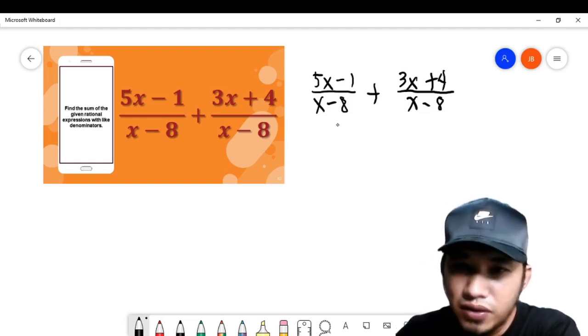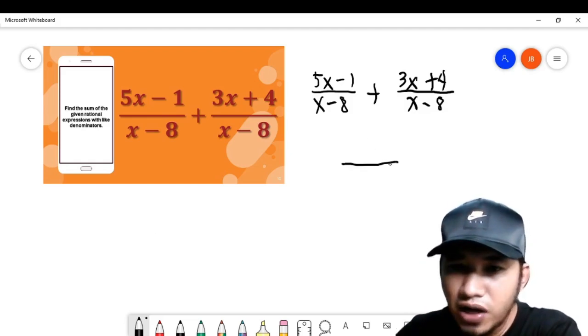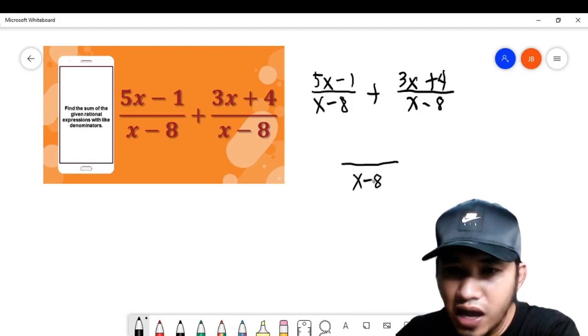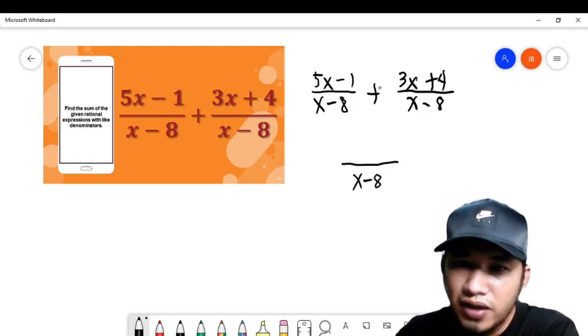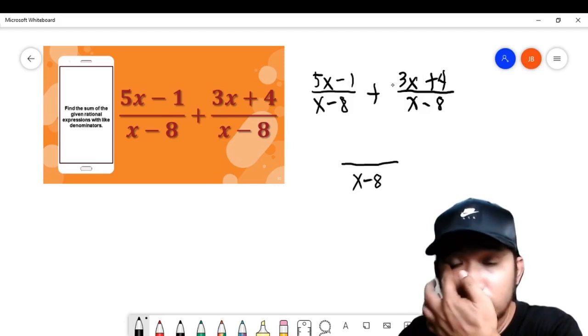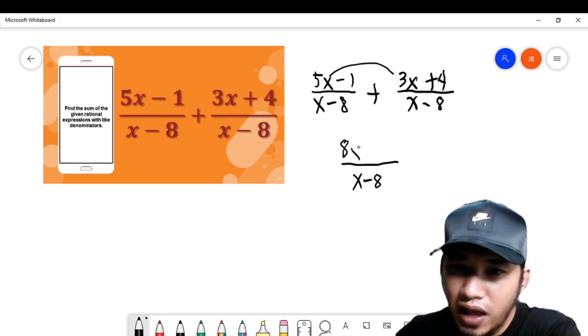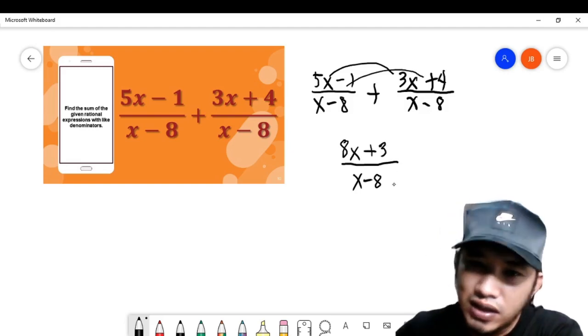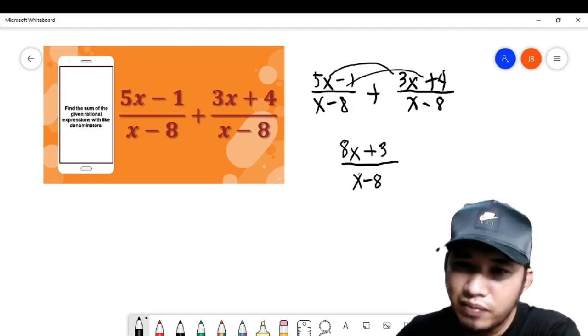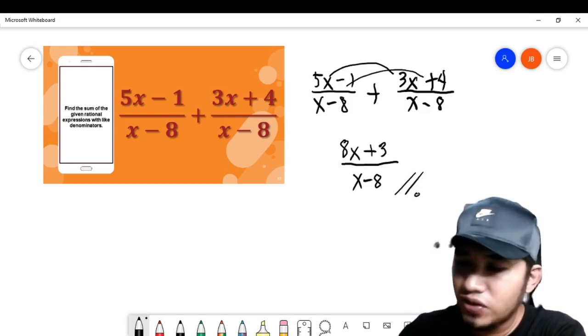Alright. So since pareho silang denominator, just copy the denominator x minus 8. Okay? And then i-add natin yung numerator. So that is 5x plus 3x will give you 8x. And then negative 1 plus positive 4 becomes positive 3. So sisimplify ba natin? Hindi na po. So that is the final answer. Madali lang, di ba?